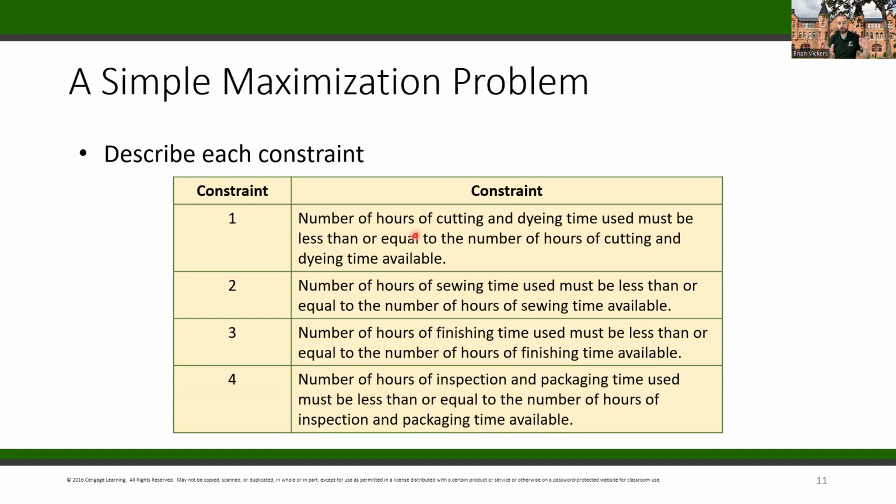That's all that's saying. And we can write this out as a formula, which you're going to see written down. But as a sentence, the number of hours of cutting and dyeing time that we use must be less than or equal to the number of hours available. And that's true for all four of these constraints. The number of hours we use has to be less than the hours available. Pretty simple concept when you think about it that way.